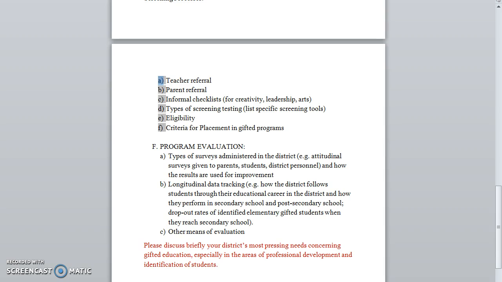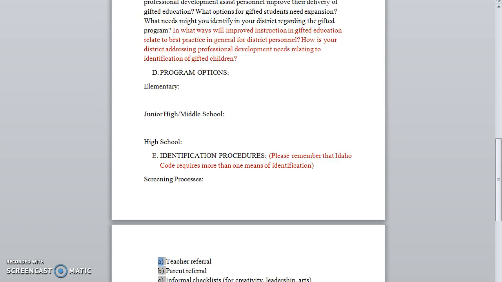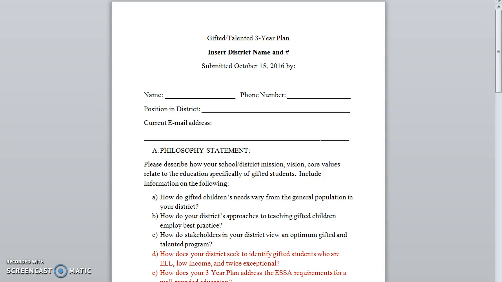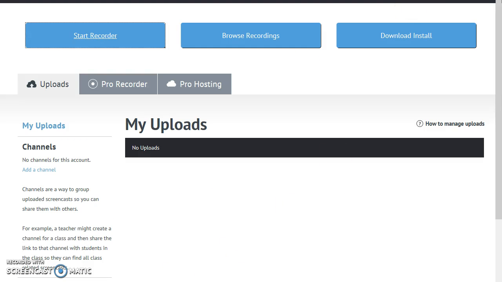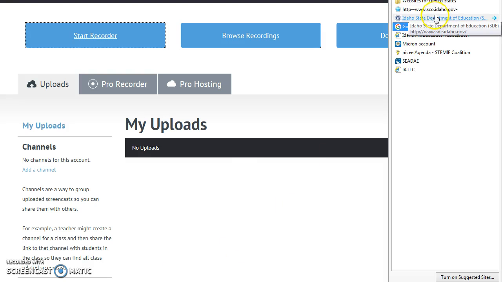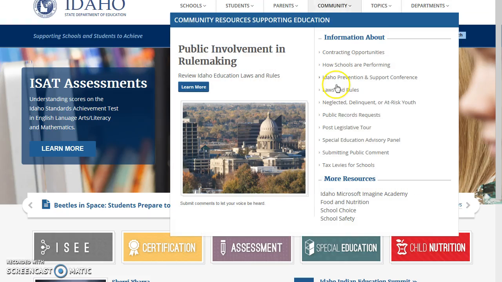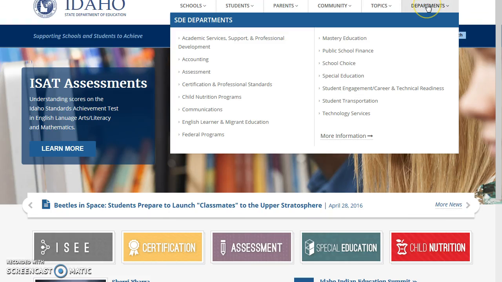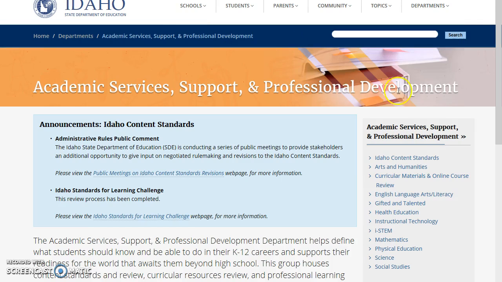If you have any questions about your plan, and if you would like to have me send you someone else's plan, these are public records and I can send the documents on to you. And I actually am planning to post on my website. And let me just review, since we have a new website. If you just go to Google, to the Idaho State Department of Education, we have a little bit new setup. We are now departments. You kind of need to click on the word department, and then you can click on academic service and support, and this is where gifted education lives.